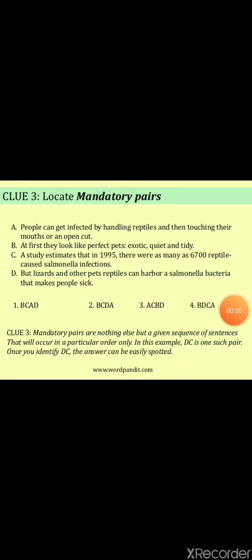Moving ahead with clue number 3, which is purely about the mandatory pairs, as I told you. In the series, clue number 1 I gave you was the opening statement. The second clue I gave you was the closing statement. Now the third clue is about the pair. When you are able to find the pair, meaning both are together in sequence, like C, D or B, A, you can go to the option very fast.